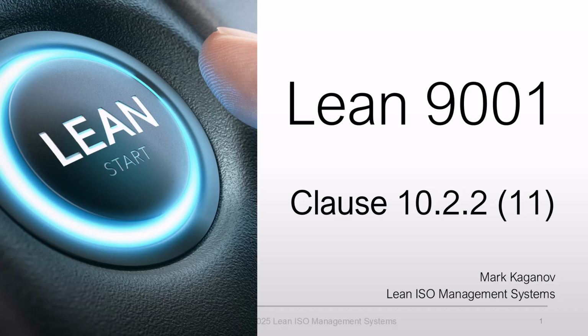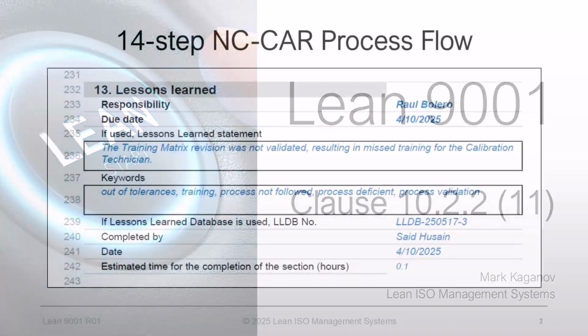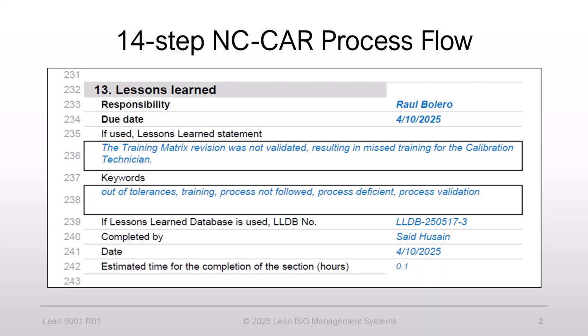In the previous video, we looked at the cost of processing non-conformities. If you missed it, check the link below. Today, we're covering one of the final stages in our 14-step NC-CAPA process. Lessons learned, or as ISO calls it, organizational knowledge.